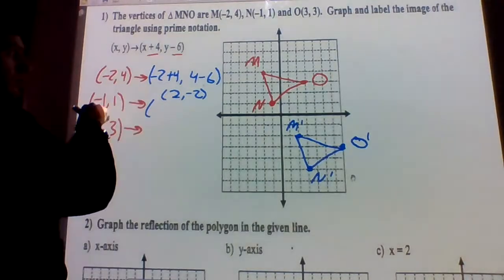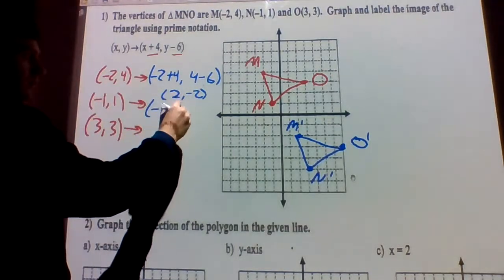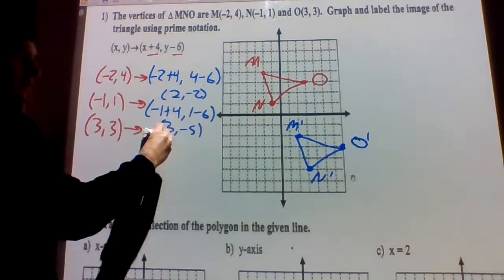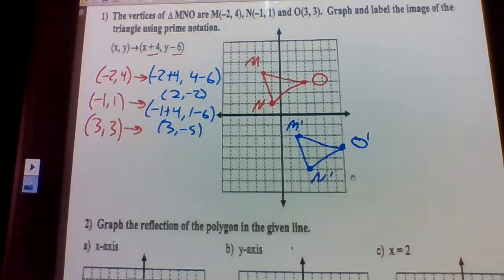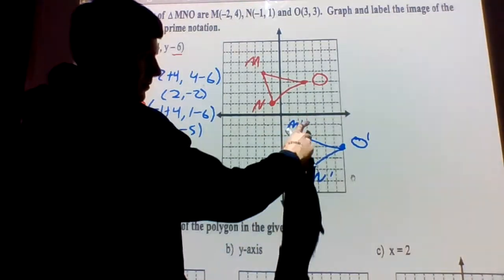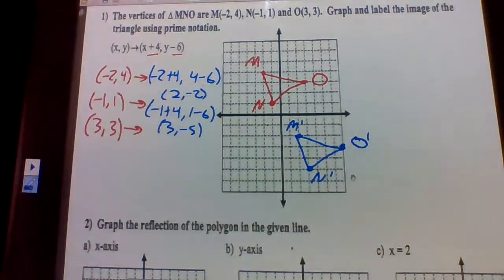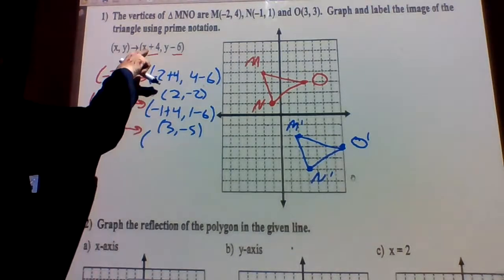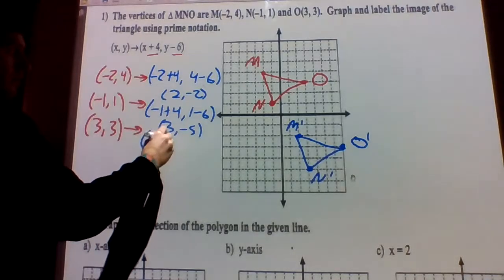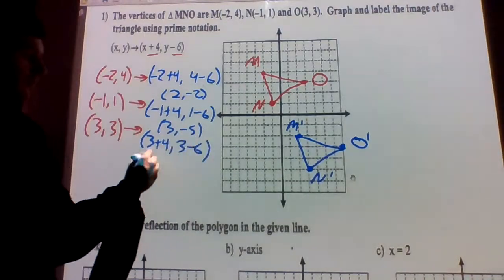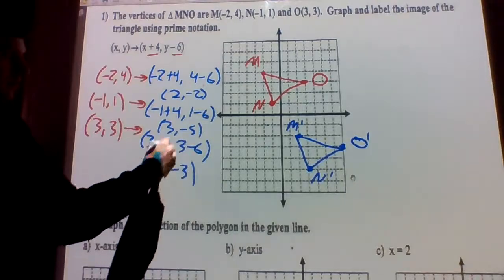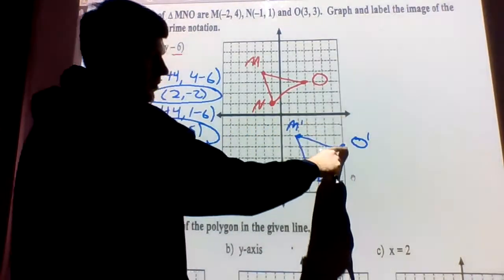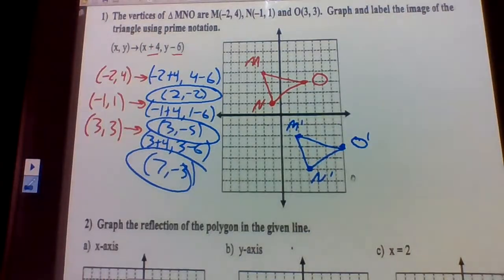-1, 1 here. So we would plug it in. -1 plus 4. 1 minus 6. That's going to give us 3, -5. So exactly what we got for N prime there. And then the last one here, substitute it in. So it's going to be 3 plus 4, and then 3 minus 6, which should give us 7, -3. And we have 7 over, 3 down is O prime. Simple enough.